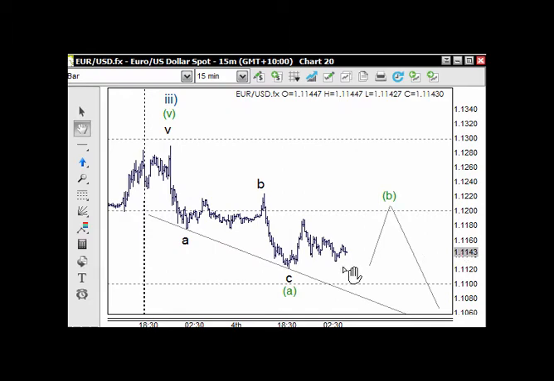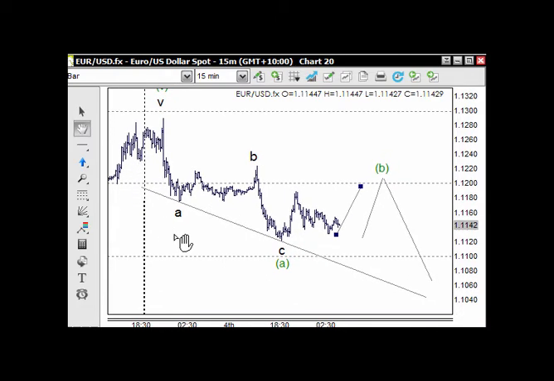So I was looking for something of this nature here, basically an A, B, and C here for the A wave, an A and a B and a C here for the B wave, and then down for the C wave. But please don't get stuck on that, because I don't have a lot of confidence in that call.